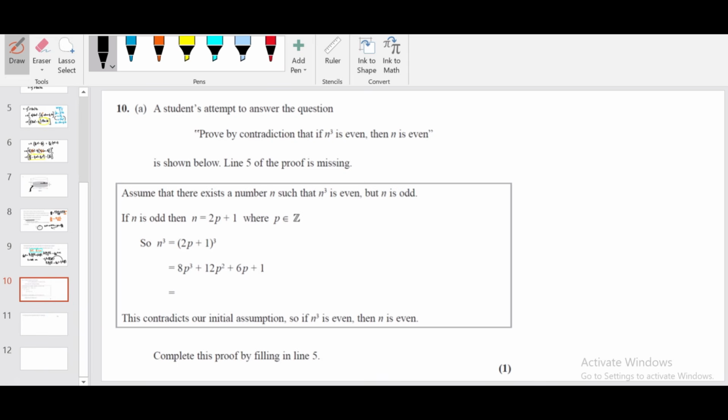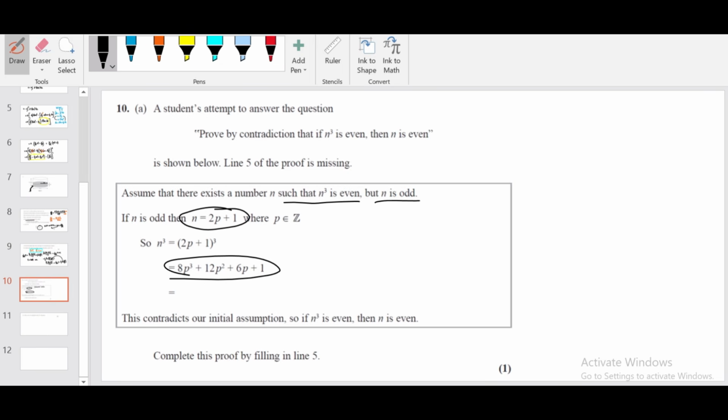This is from proof. A student's attempt to answer the question, prove by contradiction that if n cube is even, then n is even, is shown below. Complete this proof. She has assumed that n cube is even, then n is odd. The general form of an odd number is 2p plus 1. Then when she tried to find n cube, she got this.